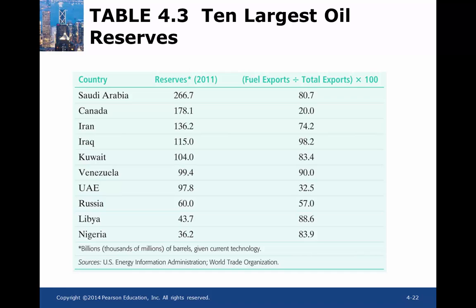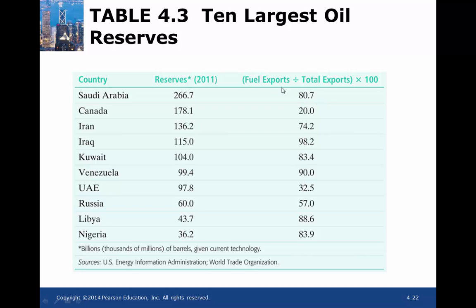Table 4.3, 10 largest oil reserves. Look at this table and you can see the top 10 largest oil reserves. Saudi Arabia is on the top. Look at their reserves: 266.7 billion. And look at their export.